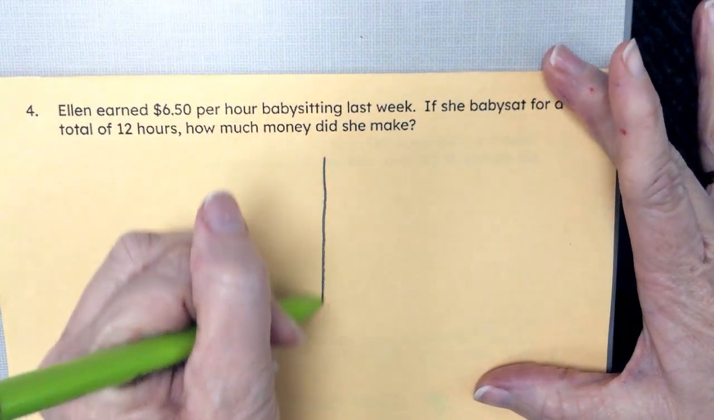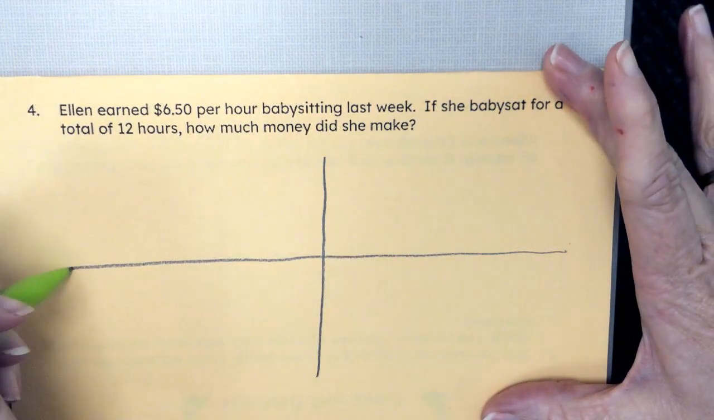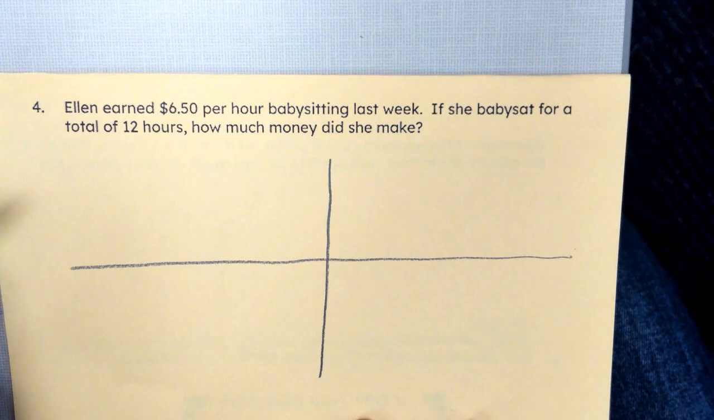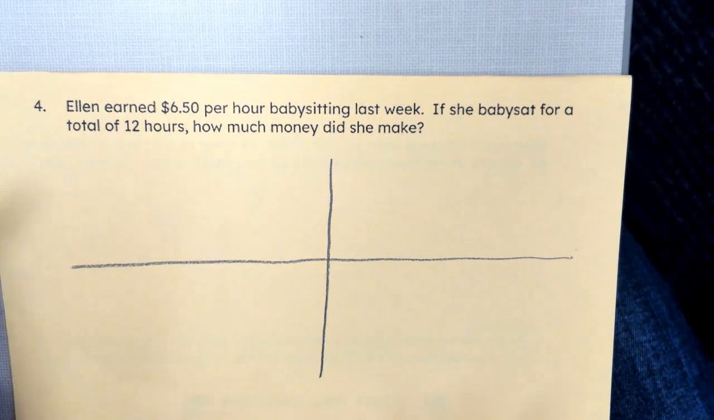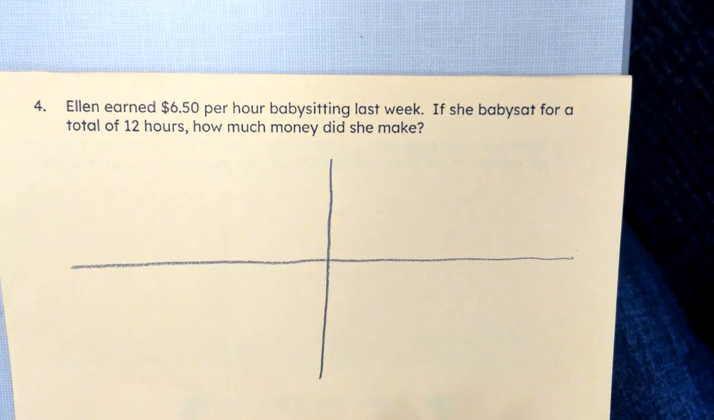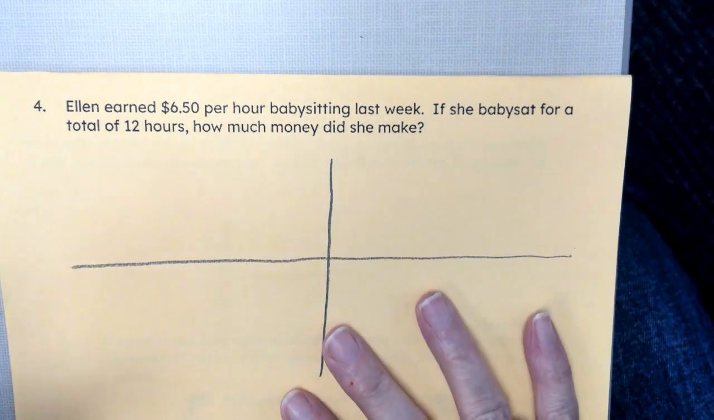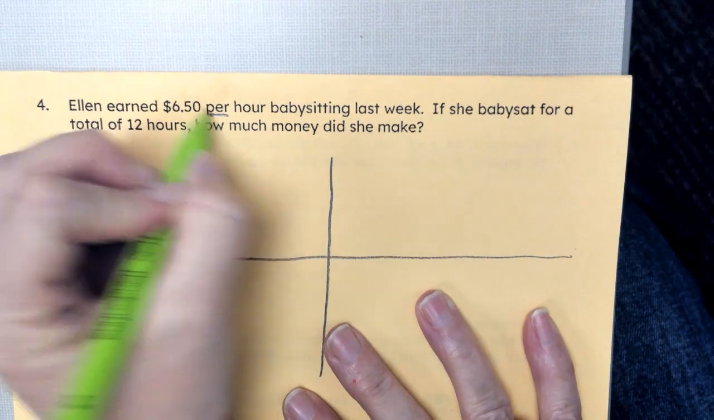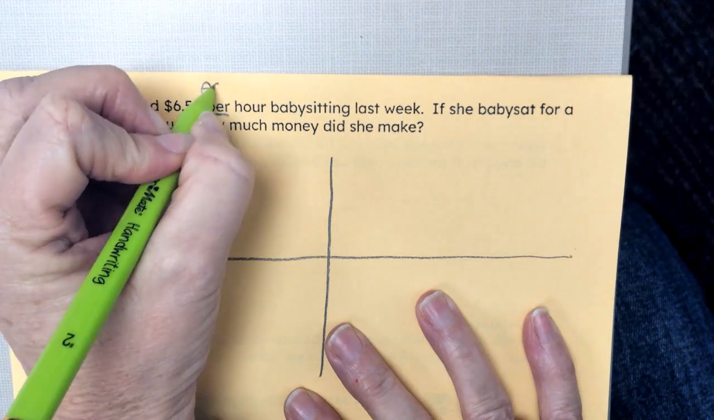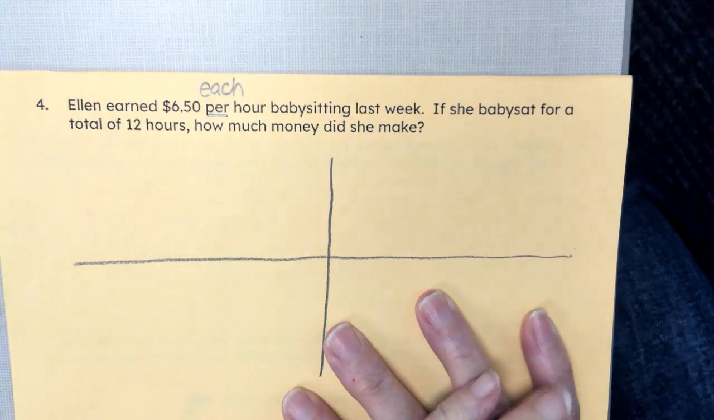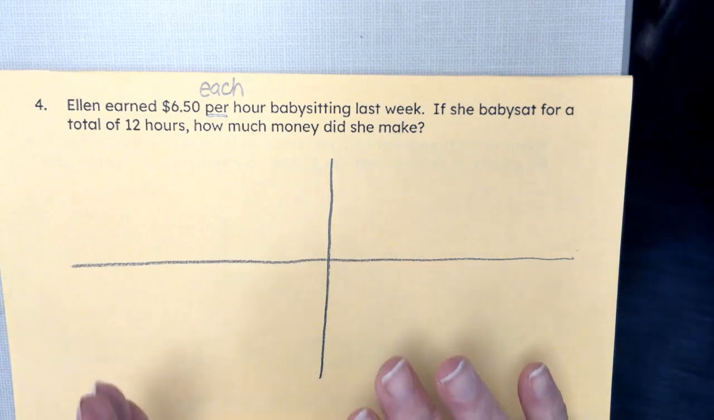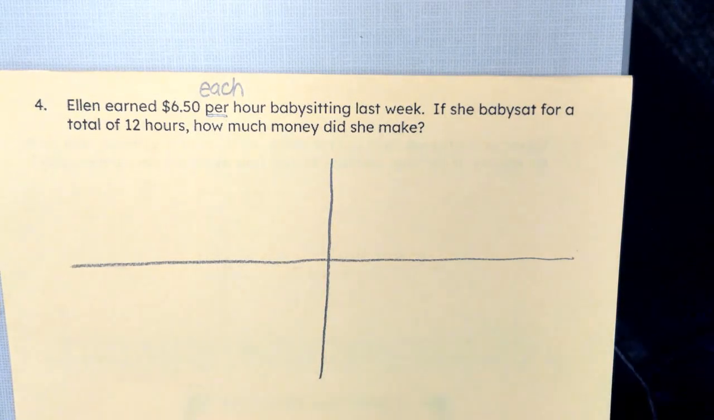Alright, so I'm going to start by making a window pane. And I'm going to read this again. It says Ellen earned $6.50 per hour babysitting last week. Okay, so I see the word per, and right above that I'm going to write the word each, because every time I see the word per, I need to think every hour, each hour.